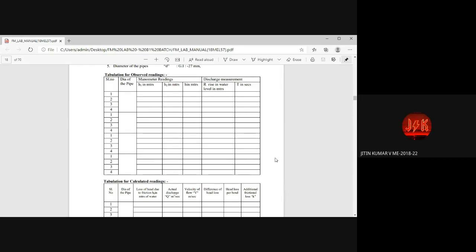Now, have you finished this one? Calculated readings also finished? No, sir, 1 minute. You have written down this second tabular column. All of you have to do the calculation in the calculator and just put the values in this tabular column, and you have to show any one calculation. That is called specimen calculation for any one trial.